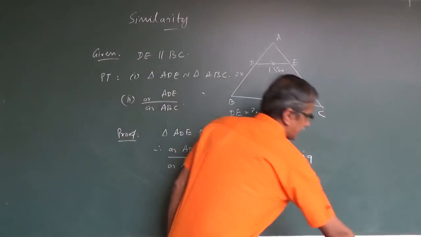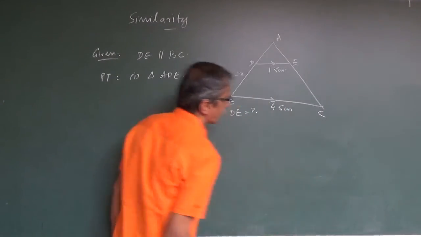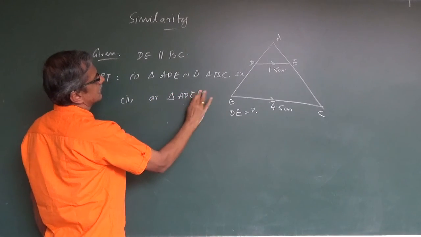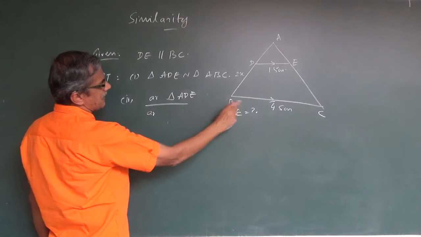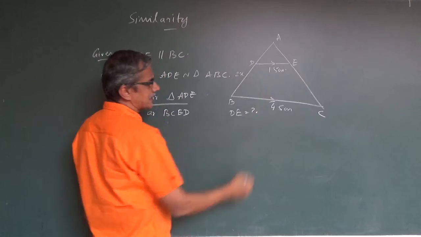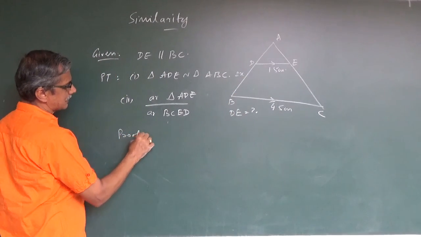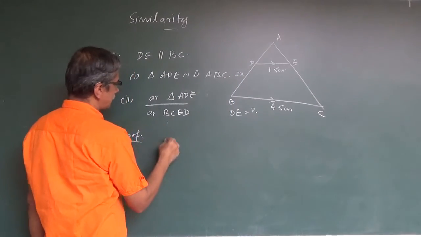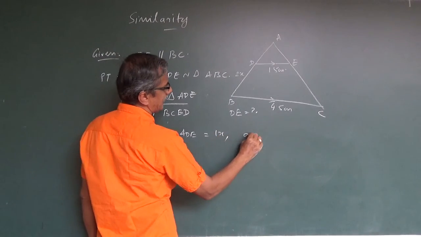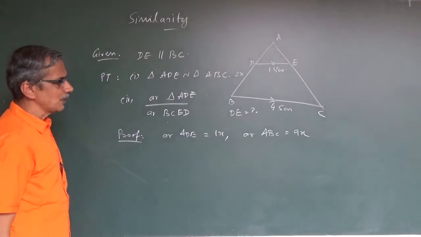Next, we have to find one more ratio: area ADE divided by area BCED, which is a trapezium. We have to find this, not the entire triangle. So area ADE is equal to 1x. If this is 1x, area ABC is 9x, because they are in the ratio 1:9.